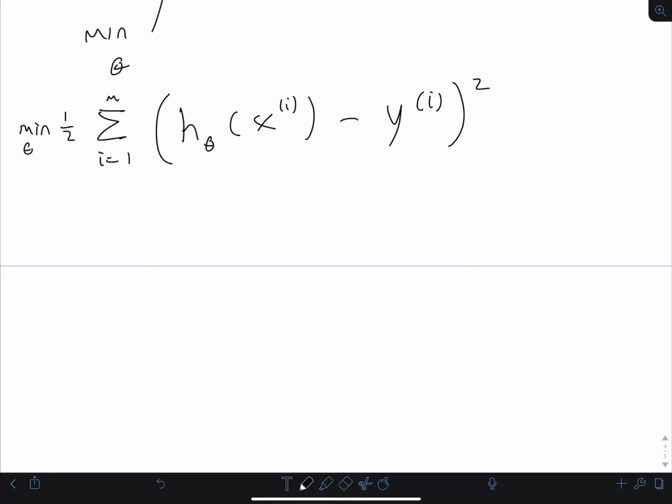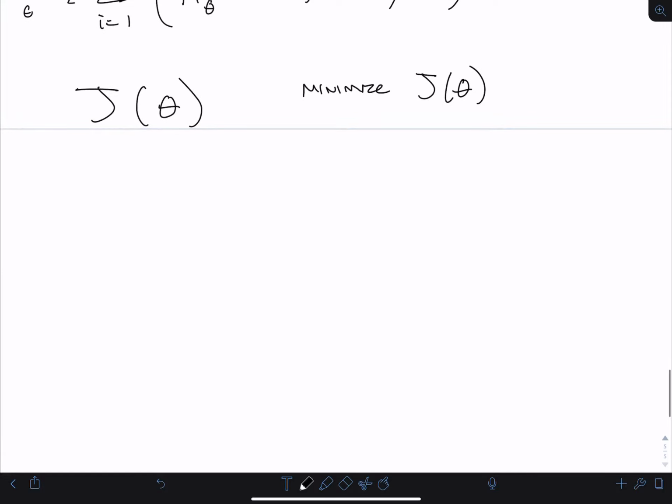So we call this, or just one of the names is J of theta. And our goal is to minimize J of theta, because that means we found the best value of the thetas, okay? So, to better understand why we're trying to minimize this, a good example is, I'm gonna try to draw this, but I don't know how this will go.